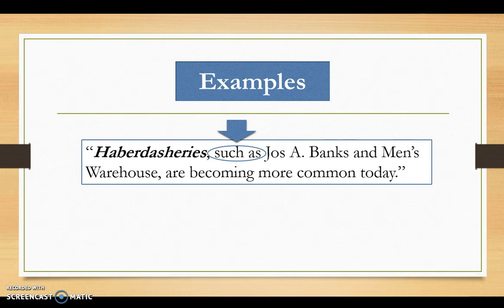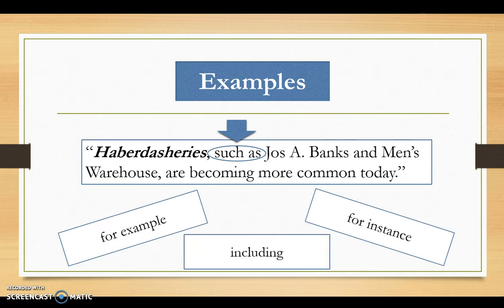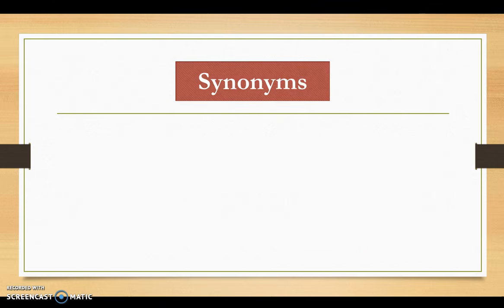Such as is the signal phrase used in this sentence. But authors will oftentimes use for example, for instance, or including, just to name a few. Another excellent type of context clue is that of synonyms, or as it's sometimes called, restatement.